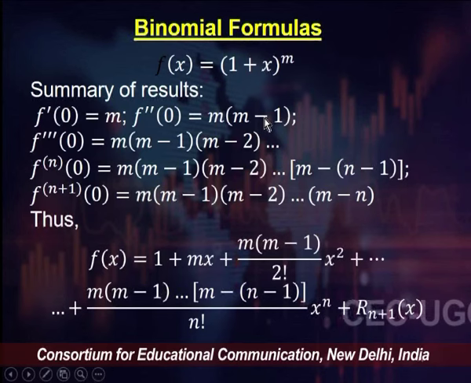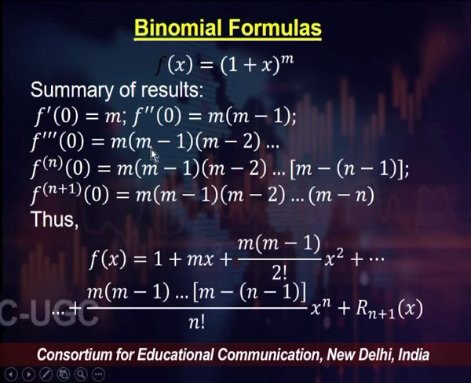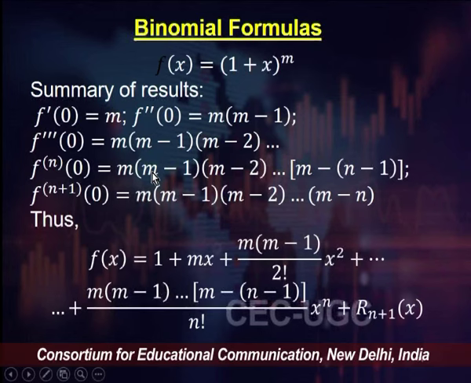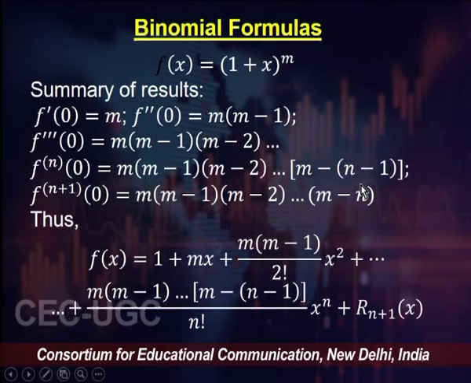But let's see how these results fit in. So let's take a summary of the results here. We have f prime at 0 is m, f double prime at 0 is m times m minus 1, and so on till the nth derivative at 0, which is all the factors starting from m going up till m minus n minus 1, right?